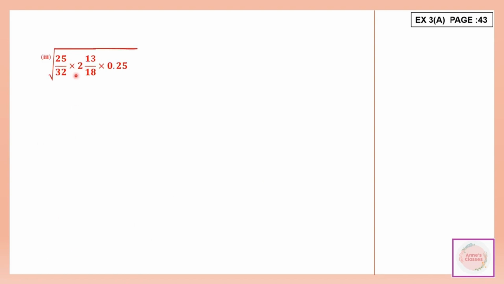Square root of 25 by 32 into 2 13 by 18 into 0.25. So now let's go slowly. Let's write this down first. This becomes the square root of 25 by 32. Leave it as it is. Second one, convert it to an improper fraction. 18 twos are 36, 36 plus 13 is 49. So 49 by 18. Then the third one is a decimal number. We're going to remove the decimal point, so that becomes 25 by 1 followed by 2 zeros, because there are 2 decimal places, so that is by 100.